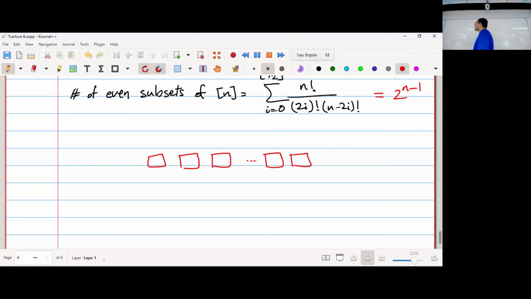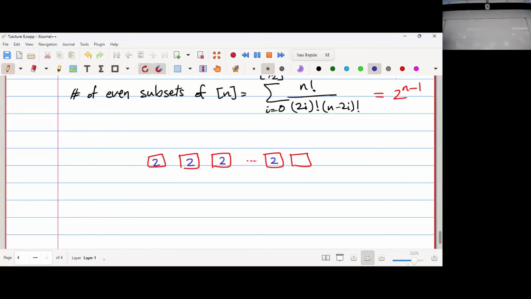And in each of these places, I can write a 0 or a 1, right? But I want to make sure that the number of ones is even. So let's see what happens. In how many ways can I fill my first element? I can put a 0 or a 1. So I have 2 ways. Right. In how many ways can I fill my second element? Again, 2 ways. I can either put a 0 or a 1, and so on. I can say I have 2 ways for all of these.